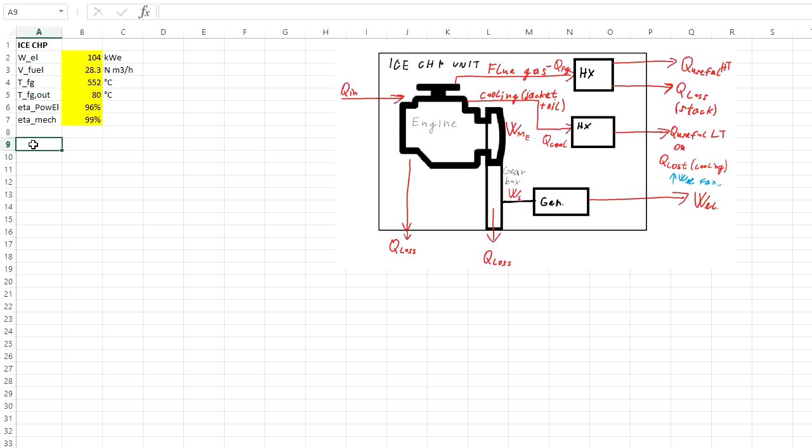We also know that the fuel is natural gas, so we can get the lower heating value of natural gas as 35.8 megajoules per normal cubic meter. And those were all the inputs that we had specified.